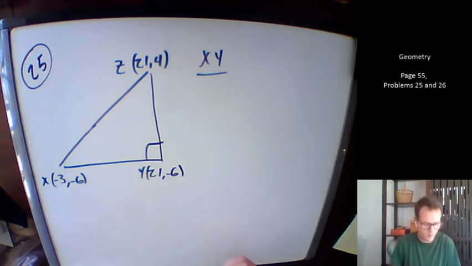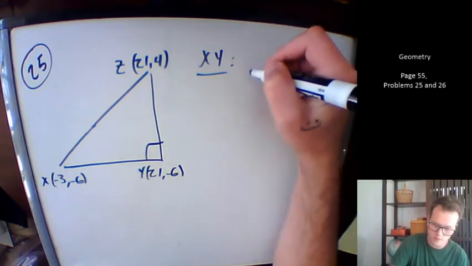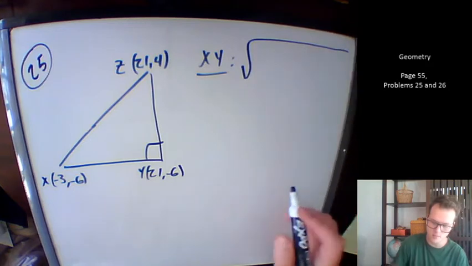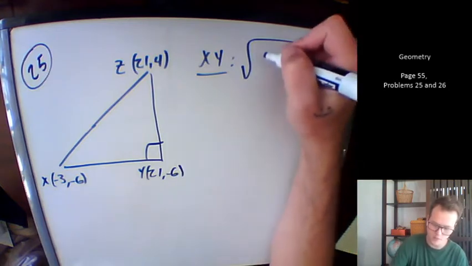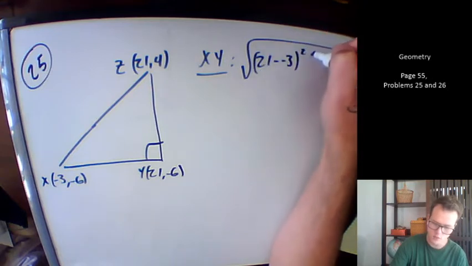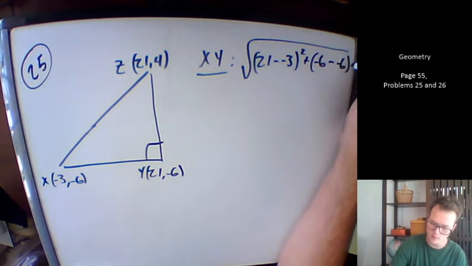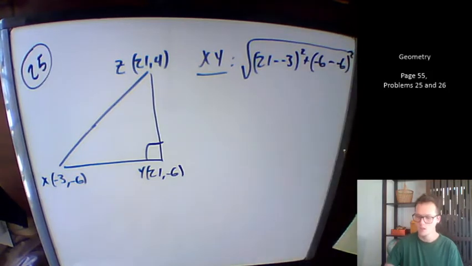Okay, so XY, here we go. This is my x1, y1. Let's see if I can fit the whole formula up here. x2 minus x1. So that's going to be 21 minus -3, squared, plus y2, which is -6 minus -6. That's going to be kind of confusing, but we'll make it work.